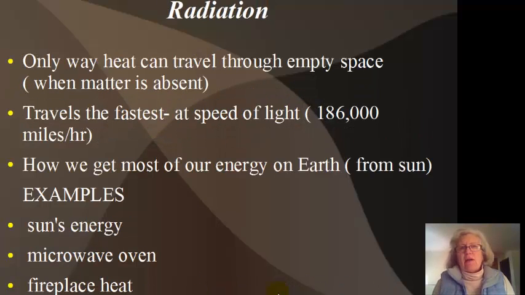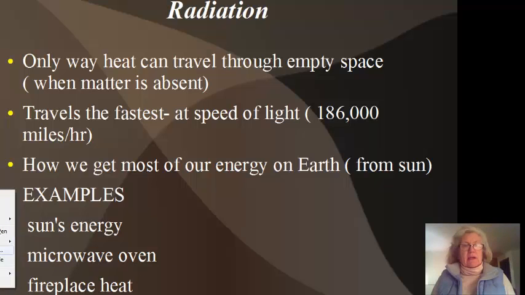And the last type of heat transfer is radiation. This is the only way that heat or energy, electromagnetic energy, any type of energy, can travel in empty space where there's no matter, and that is by radiation. Radiation is also going to be the fastest because you're traveling at the speed of light, which is the speed of all electromagnetic waves, 186,000 miles per hour, or miles per second. I put that as an hour, but excuse me.